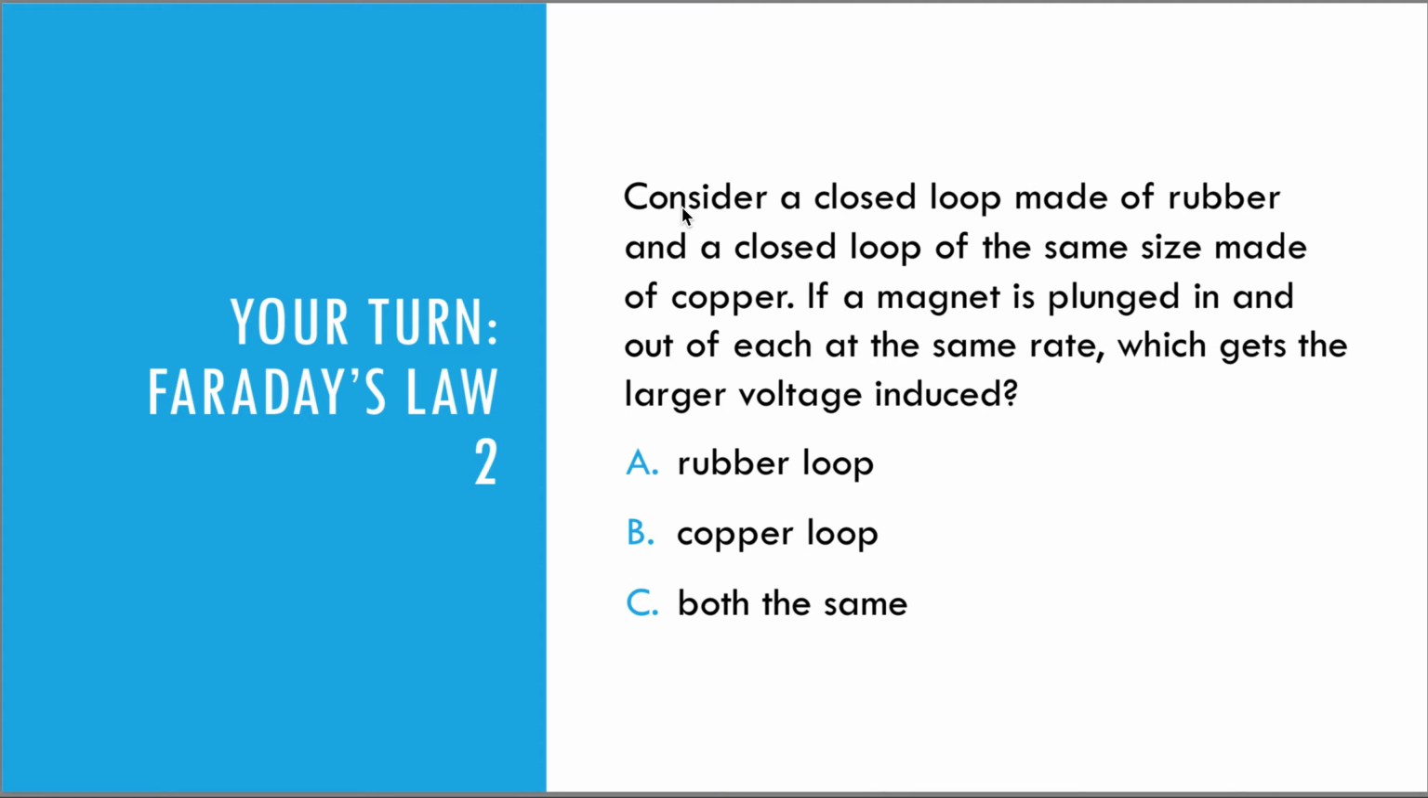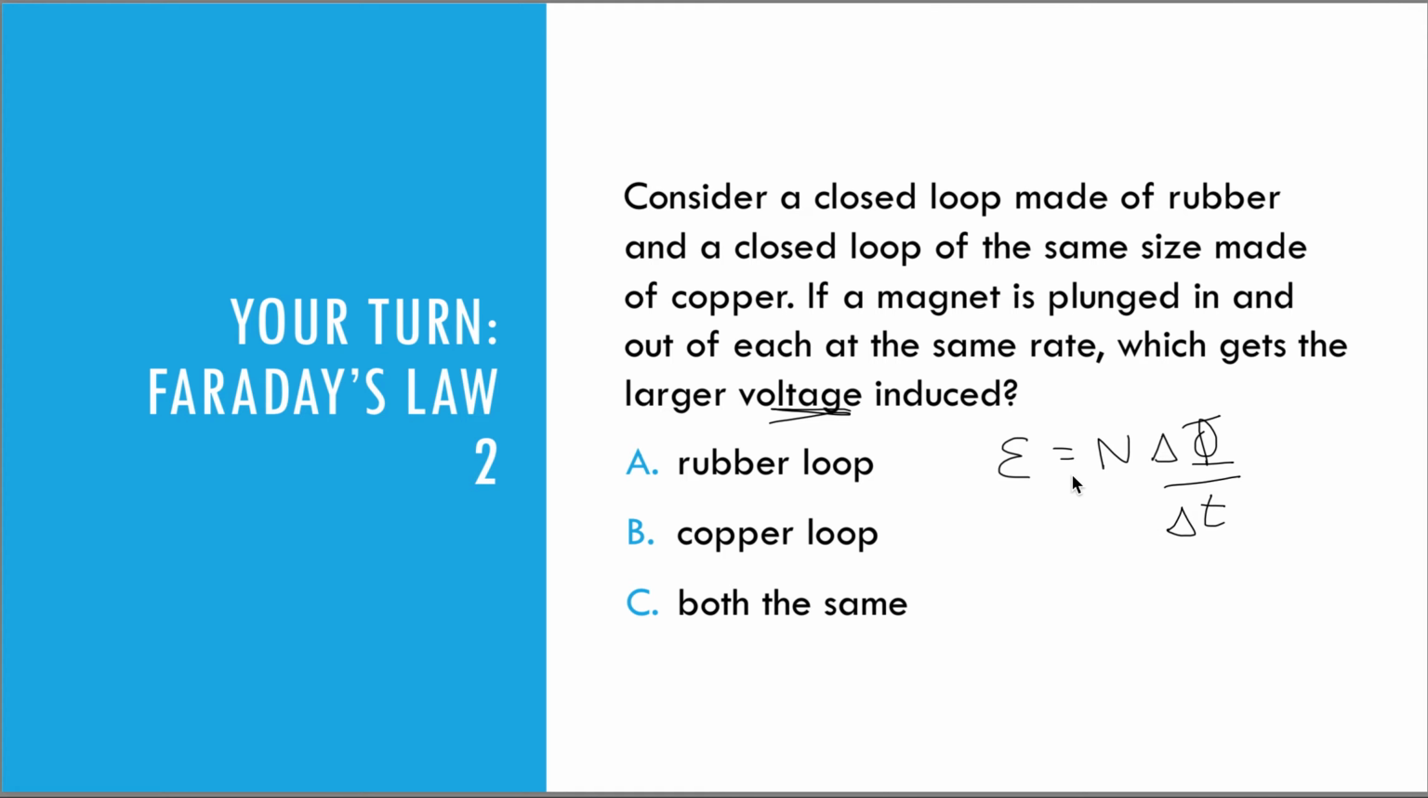It says, consider a closed loop made of rubber and a closed loop made of copper, same size. The magnet is plunged in and out at the same rate. Which gets the larger voltage induced? Most people are going to say, oh, obviously it's going to be the copper. But really pay attention to what the question is asking: the larger voltage, or the larger EMF induced. It depends on how fast the flux through it is changing.